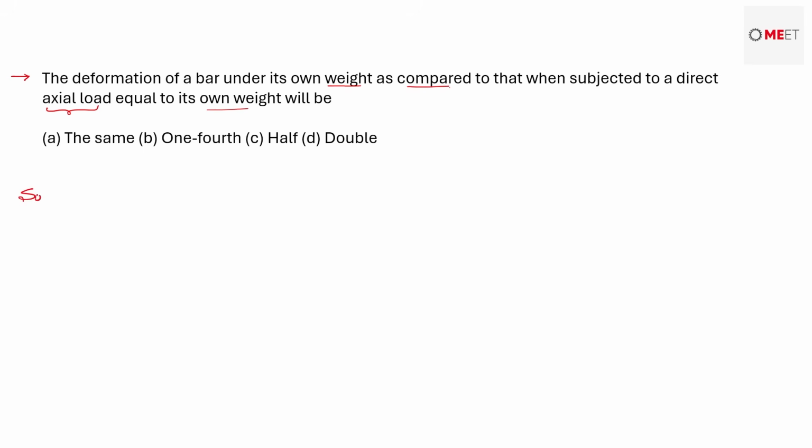So first, let's say that if the bar is subjected to axial load, if that is the case, then the deformation or elongation can be calculated very simply. Elongation delta will be given by WL by AE. This is case number one, or I should say delta in case of axial.